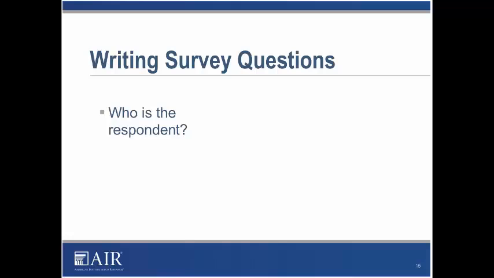So who is the respondent? You need to keep that in mind. And in general, surveys administered to U.S. adults use a high school reading level. In your surveys, you probably want to use a low reading level so that respondents who might have learning or cognitive disabilities will be able to process the questions. So it's very important to keep your survey questions and response options simple.